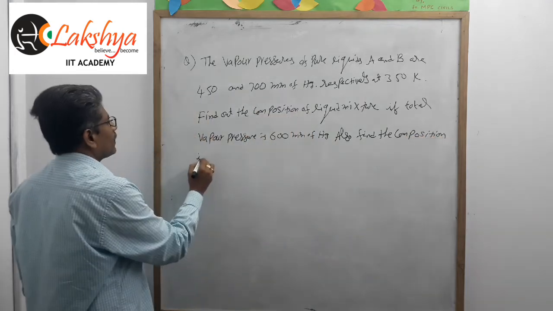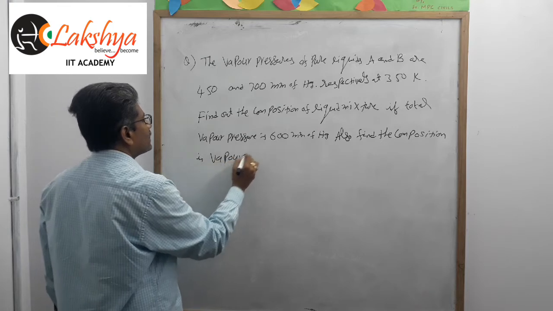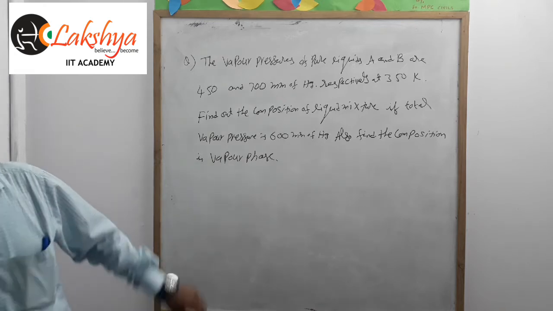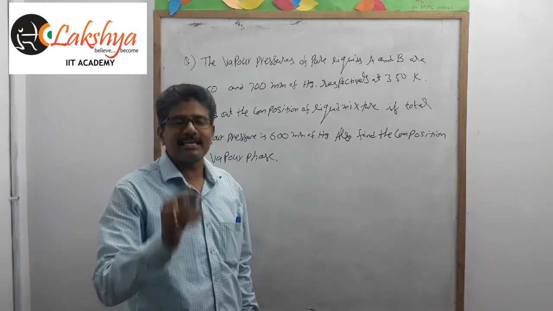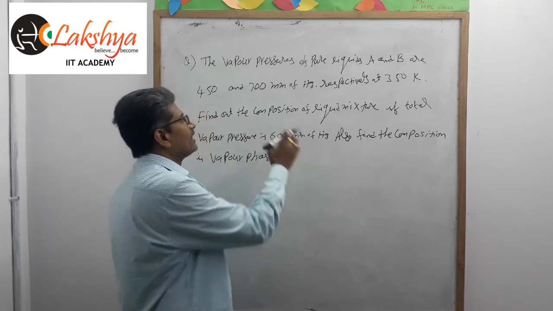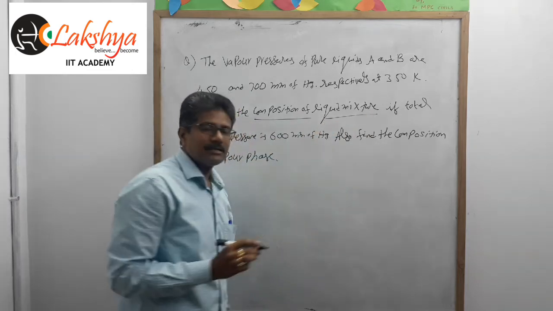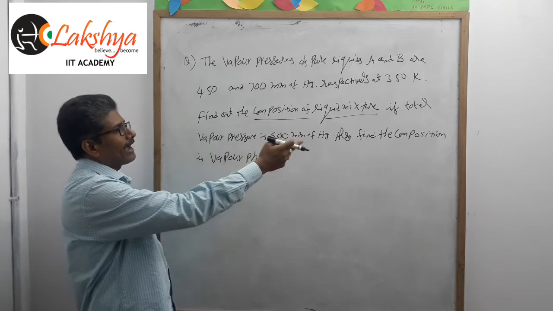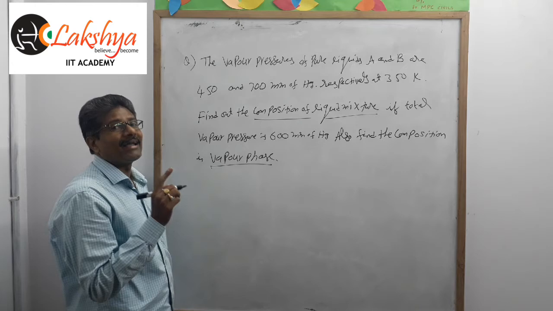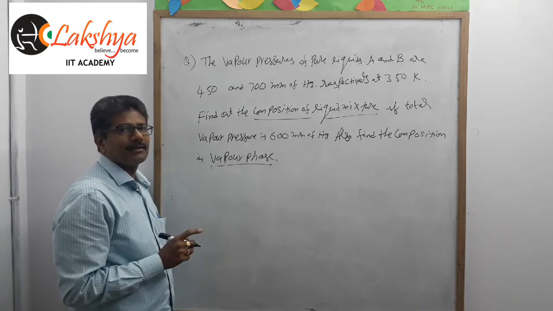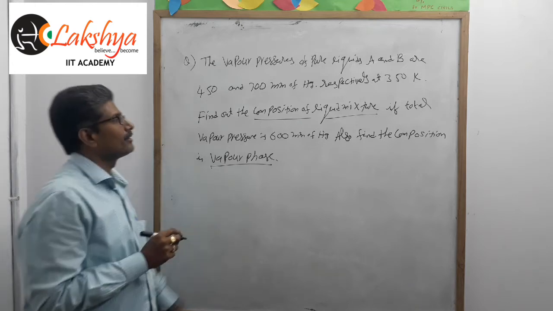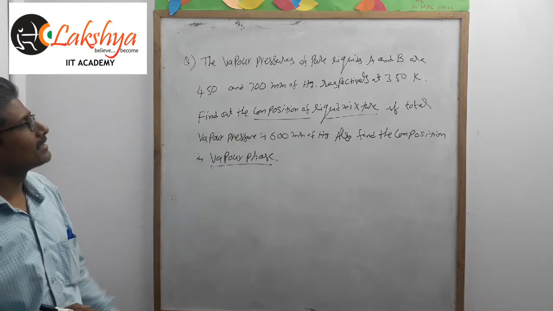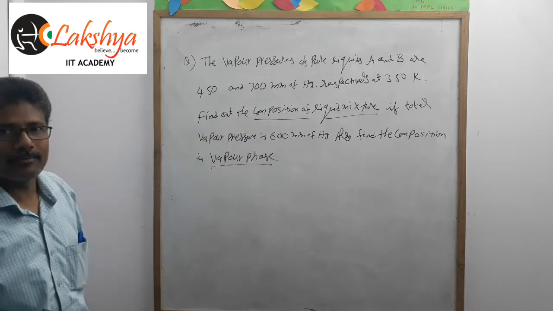Also find the composition in vapor phase. Okay, this is the point. Composition in liquid phase means he is asking XA and XB. Composition in vapor phase means he is asking YA and YB. Note this problem first. This is the given problem and he is asking XA, XB, YA, YB.